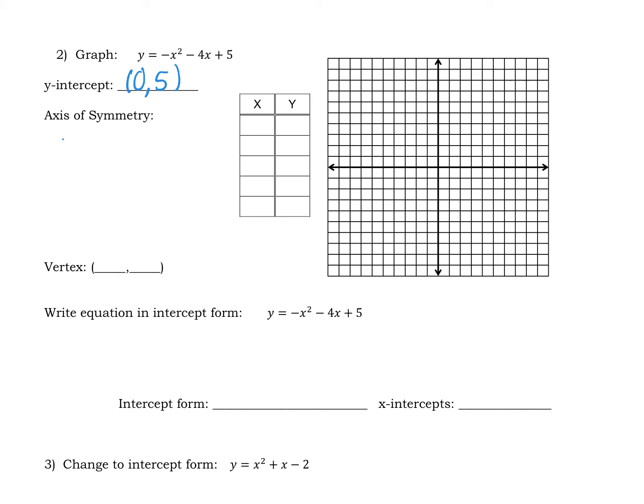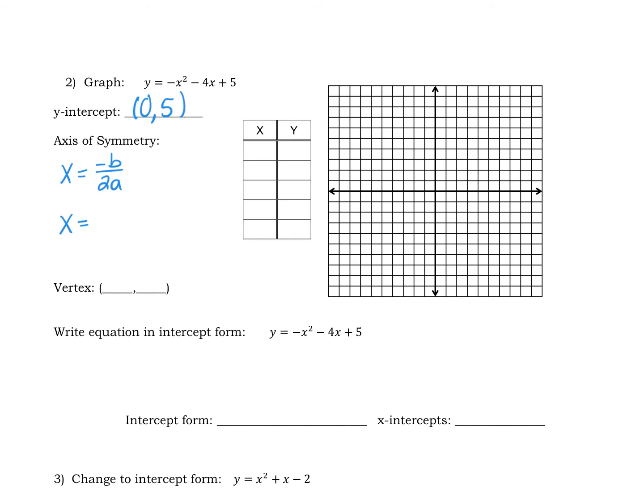So let's find my axis of symmetry. X equals opposite negative b over 2a. So a is equal to -1, and my b is equal to -4. So I'm going to have -4 over 2 times -1. So it's +4 over -2. So my axis of symmetry is going to be at x equals -2. So my axis of symmetry is the same as the x of my vertex.